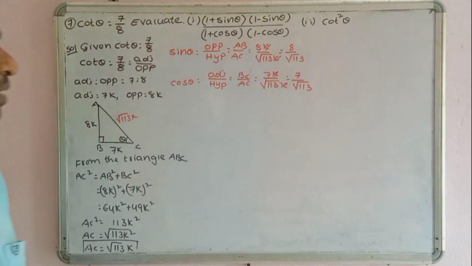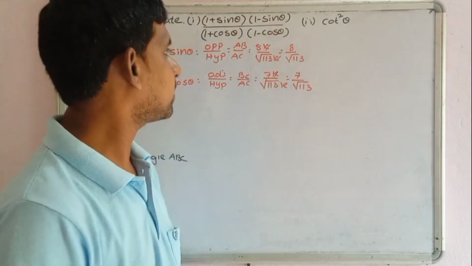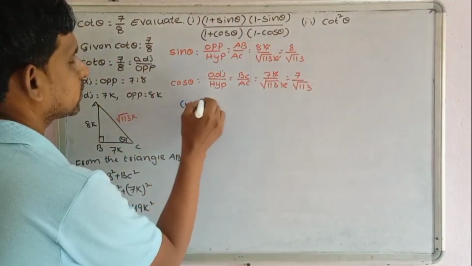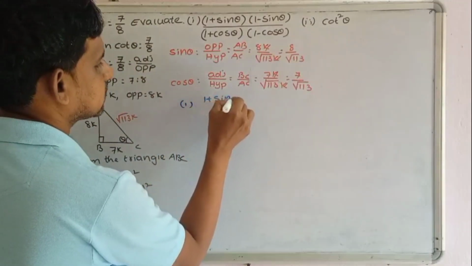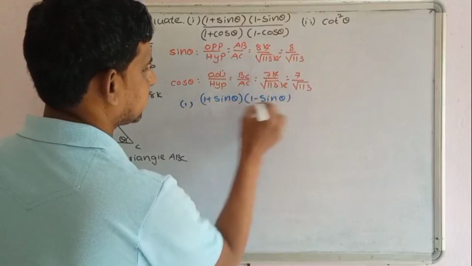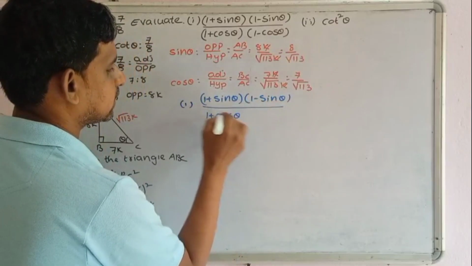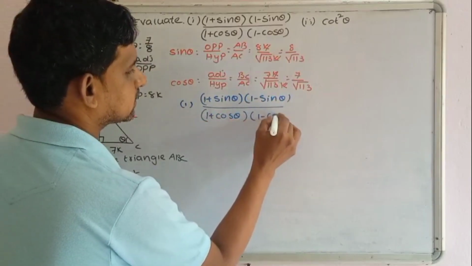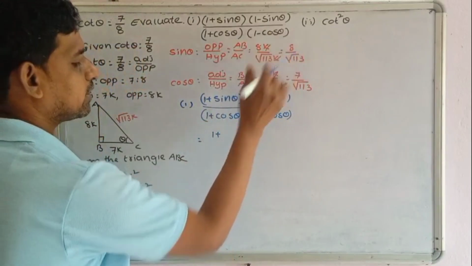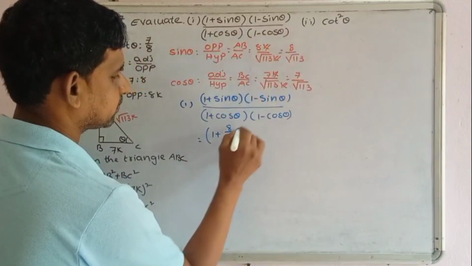Okay. Now the first problem. (1 plus sin theta)(1 minus sin theta) over (1 plus cos theta)(1 minus cos theta). See the first one. That equals, 1 plus sin theta value, how much? 8 by square root of 113.